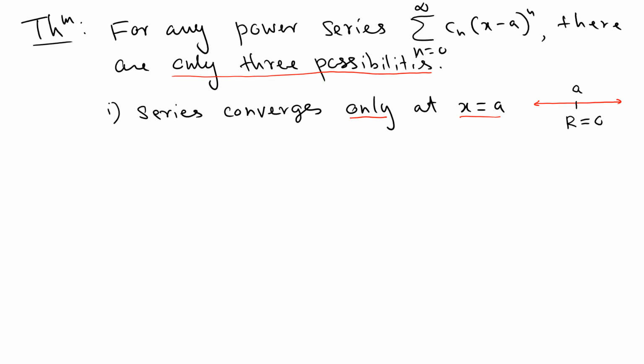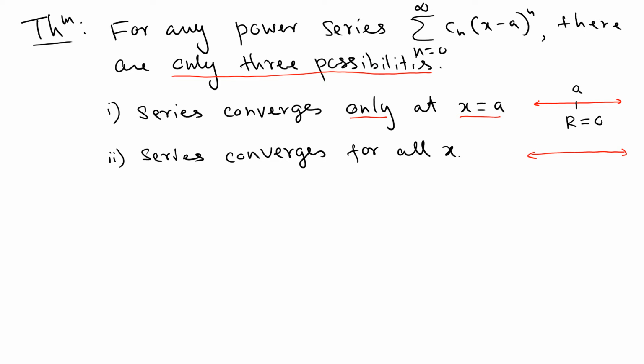The second one: the series converges for all x. What does that mean? If you pick any real number, it's going to converge everywhere. Whatever value you pick, it's going to converge. So in this case there's no fixed value for r because it can go all the way. So r is simply infinity. That's the second case.